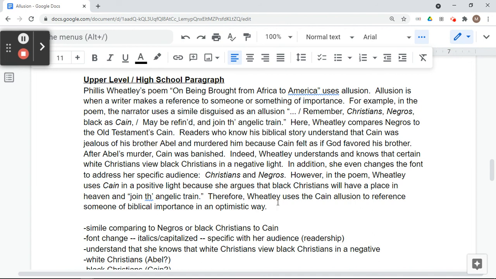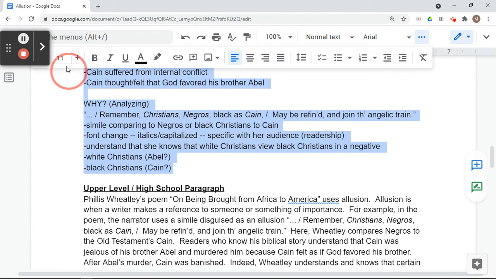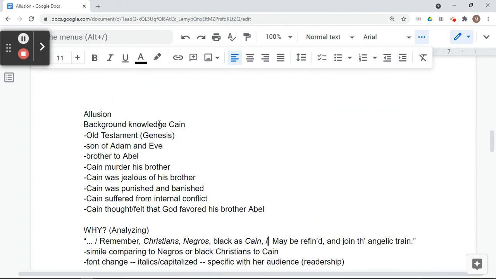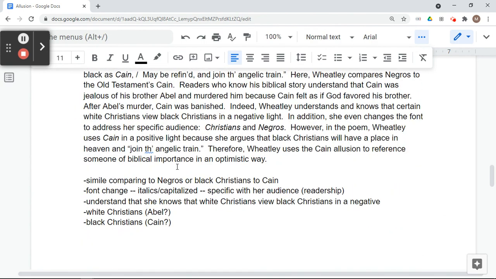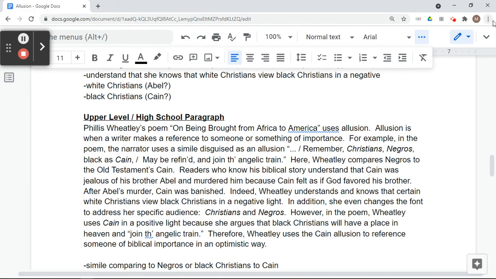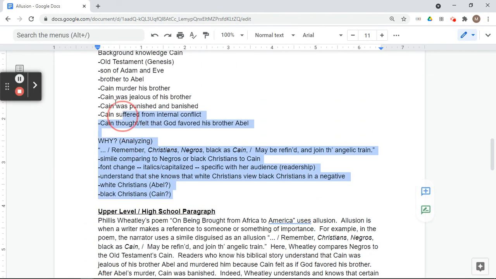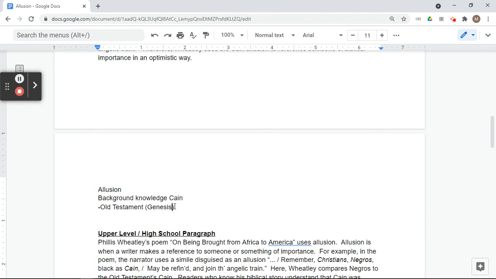All right, writers, I feel pretty confident with this analysis, and I'm going to go ahead and move all of this brainstorming that we did, so we can look at our middle school and then our upper level or high school paragraph so we can see how this was set up. And you can really start to see the difference between the middle school paragraph versus our high school paragraph. So kind of moving these out of the way.